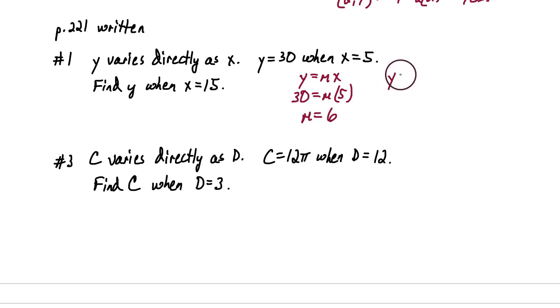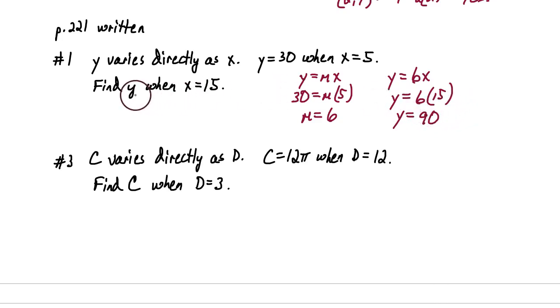Now we can rewrite our formula and actually fill in m with a number. We're asked to find y when x is 15. So let's substitute 15 in place of x. 6 times 15 is 90.